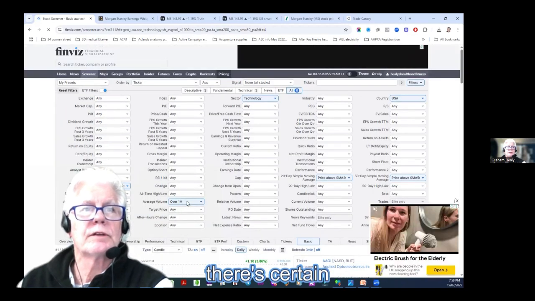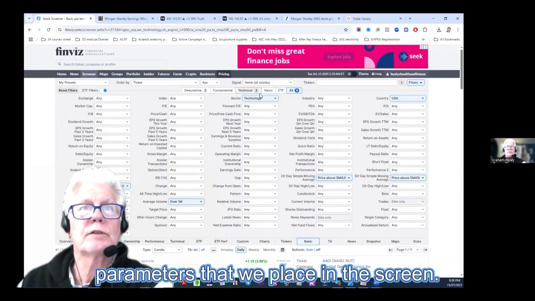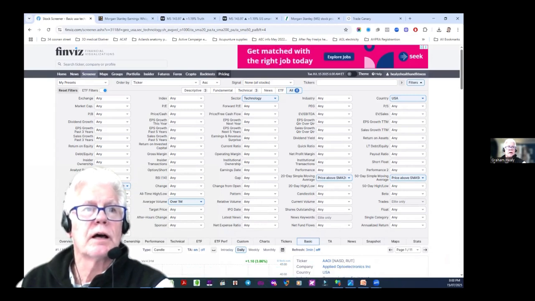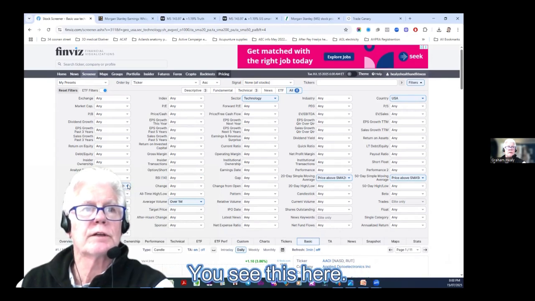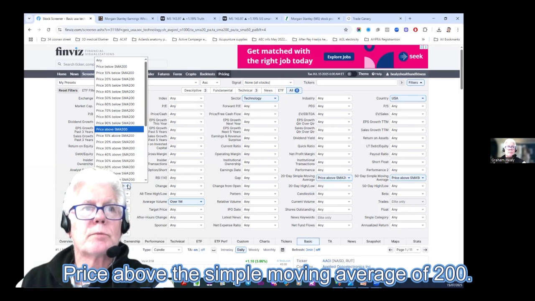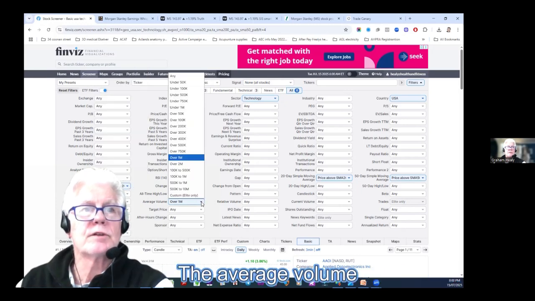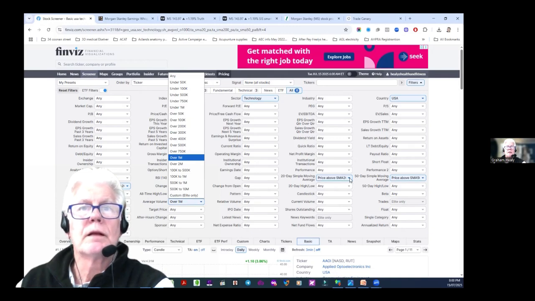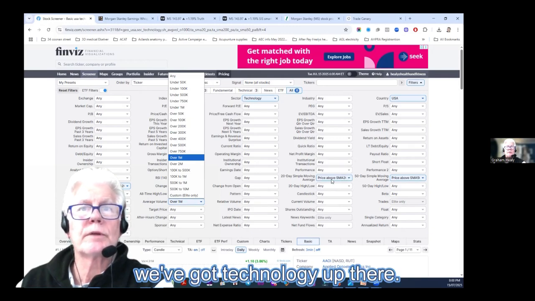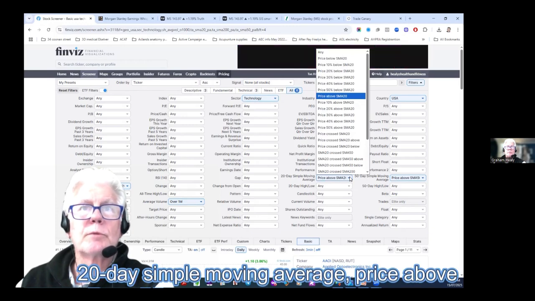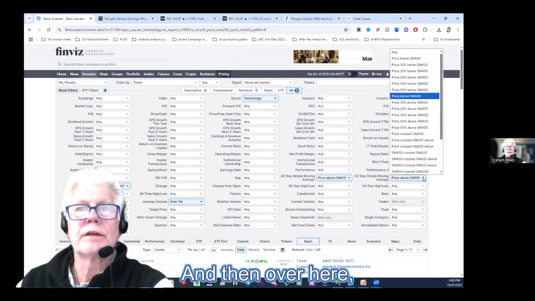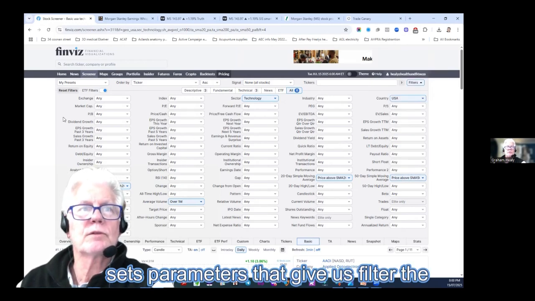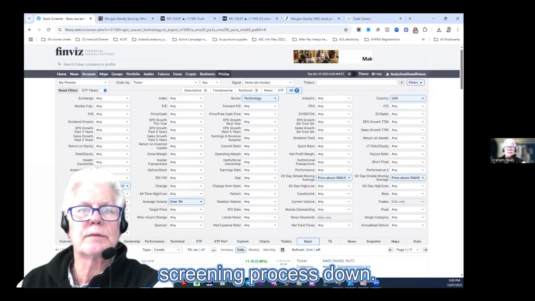and there's certain parameters that we place in the screen. 1, it's technology. 2, the price is above the simple 200-day simple moving average. You see this here. Price above the simple moving average of 200. The average volume over 1 million. And here we've got technology up there. Here we've got 20-day simple moving average, price above the simple moving average of 20. And then over here, we've got price above the simple moving average of 50. So that sets parameters that filter the screening process down.